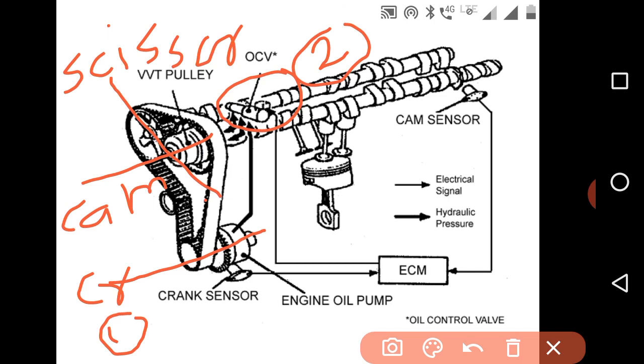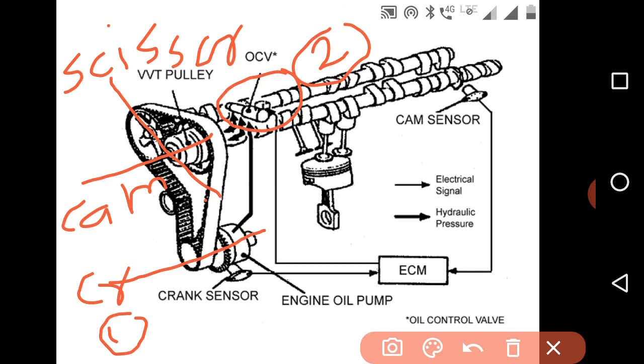Again, this whole component we are controlling with the engine control management, the engine control unit. It will give the input parameter to the oil control valve. Now we will discuss how the camshaft is controlled by both parameters. As the crankshaft has the higher speed, the cam will rotate with the higher speed with the help of the scissor gear.